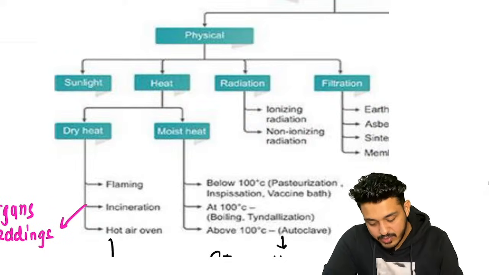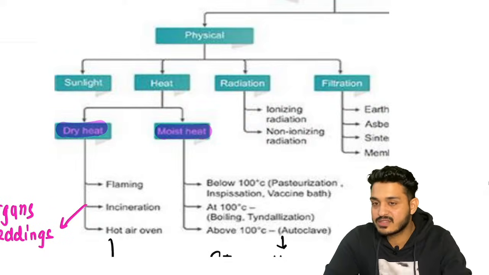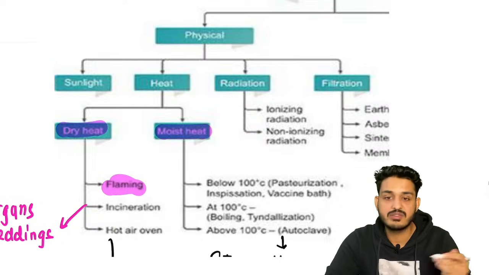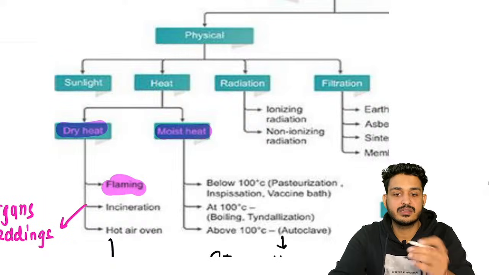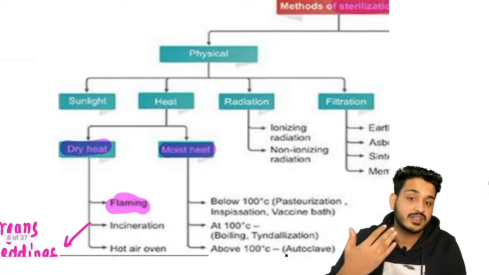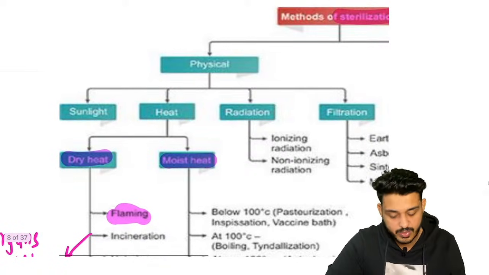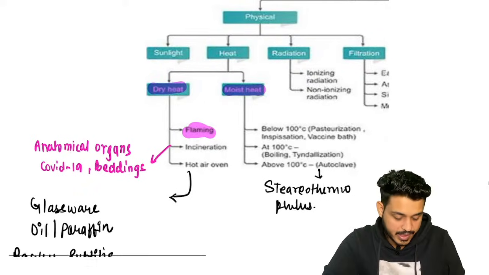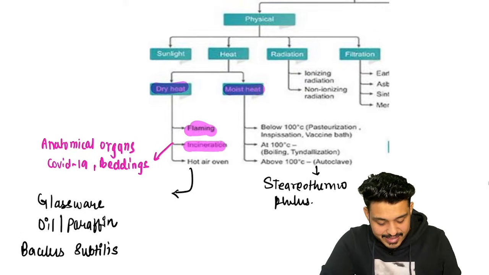In heat, we have got two types: dry heat as well as moist heat. Dry heat is what? We can put things on the flame, like when we are heating something. This is a method of sterilization. What is the difference between sterilization and disinfection? Try to answer, right?